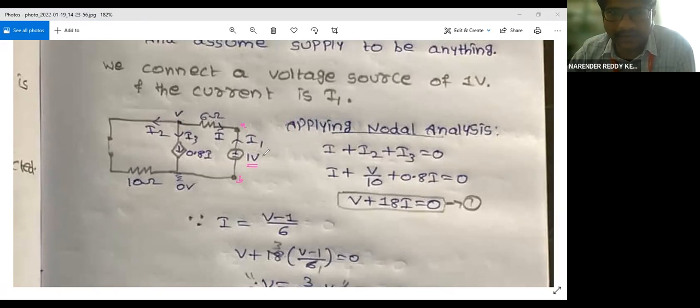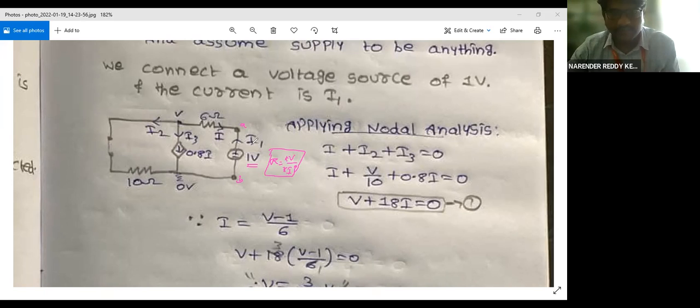That doesn't matter, right? Because the value of resistance is going to remain the same, with the ratio of V by I. So if I increase the value of V, definitely the value of current also increases proportionally, because circuits are linear and scalable. That's the property we studied, homogeneity. So there is no problem even if I assume 1 volt or 10 volts, it doesn't matter.